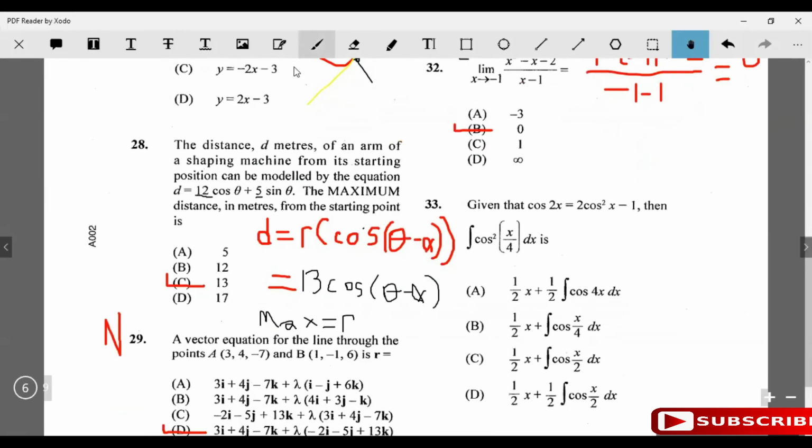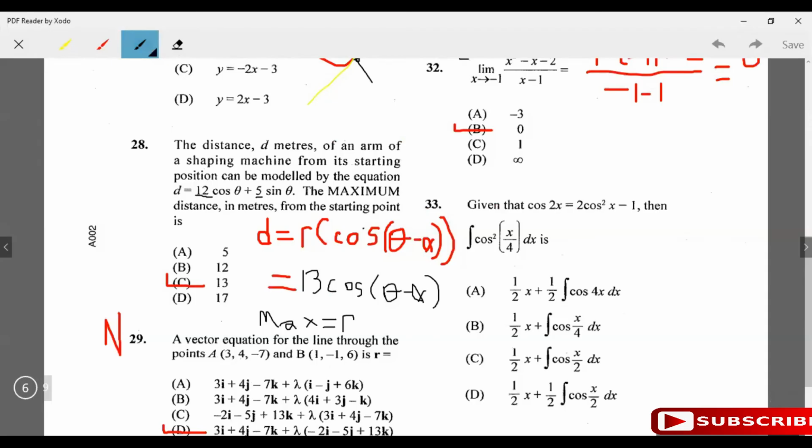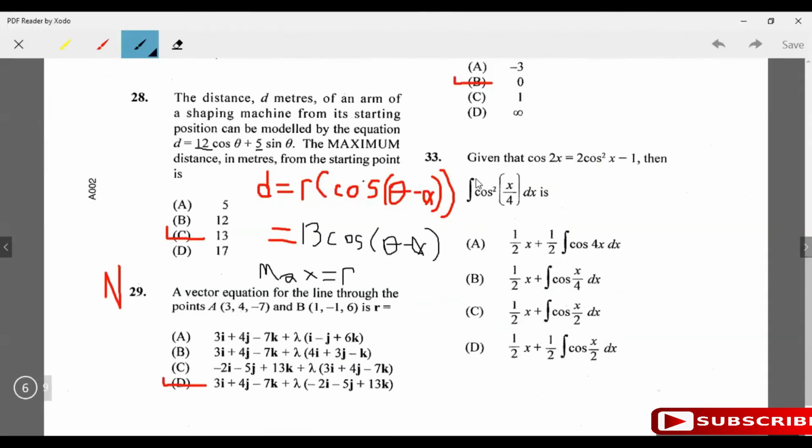Question 33. Question 33 is asking us to find the integral of cos squared x over 4. So this question tells us that 2 cos squared x minus 1 is cos 2x. So from right up here, we can deduce that cos 2x plus 1 is equal to 2 cos squared x. That's what they're pretty much telling us. So now all we can do is change x to x over 4.